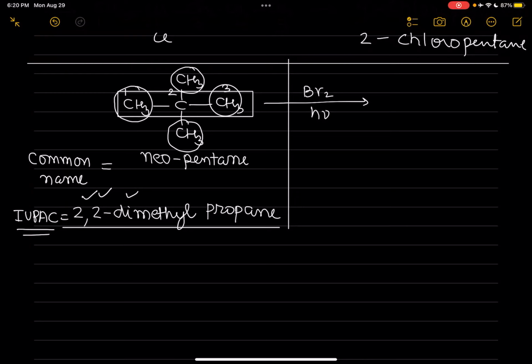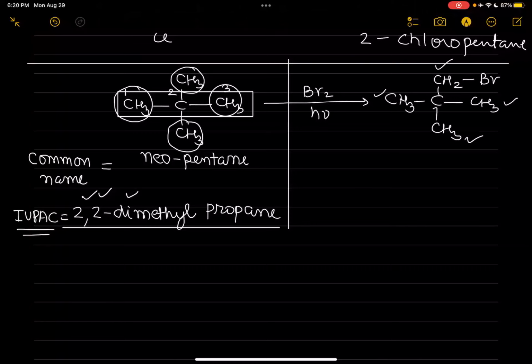It may appear that they are different, that some may say the Br is at the top carbon, or someone may say it is at the bottom carbon. But actually they are the same. If you put the Br here or here or here, all four carbons are the same. They are not different.